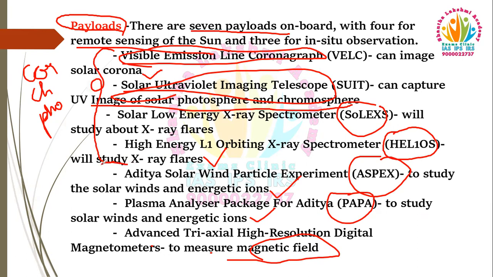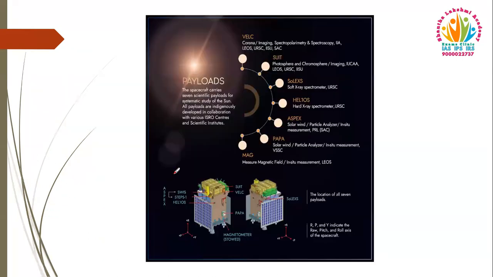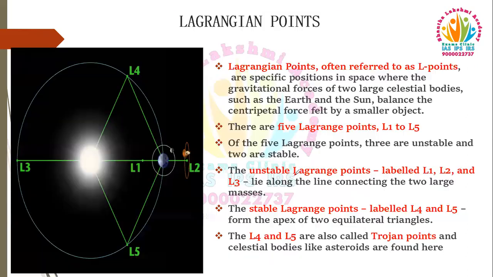And the last 3, ASPEX, PAPA, and the magnetometer, were used for in situ observation, that is, in situ study of the particles present at the Lagrange 1 point. So these were the 7 payloads that were present in the spacecraft.